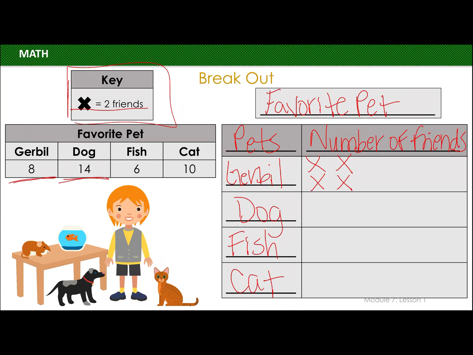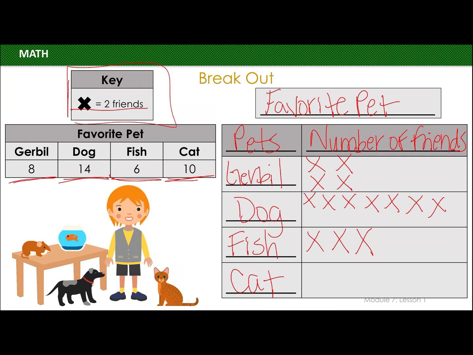14 friends said that dog was their favorite pet, so I'm going to count by 2's again. 2, 4, 6, 8, 10, 12, 14. And second graders, count by 2's whichever way is easiest for you. So my next pet is fish, and 6 of my friends said that fish was their favorite pet. So I'm going to count by 2's again. 1, 2, 3, 4, 5, 6.